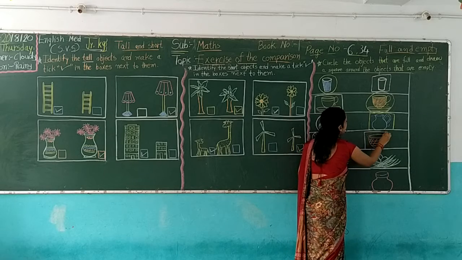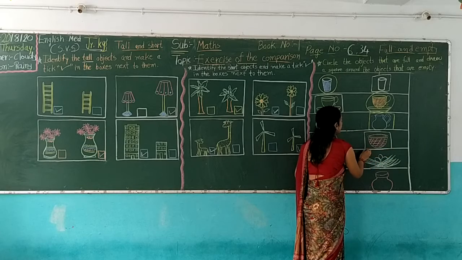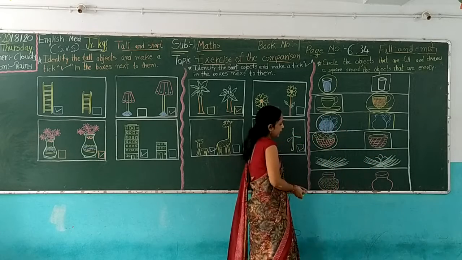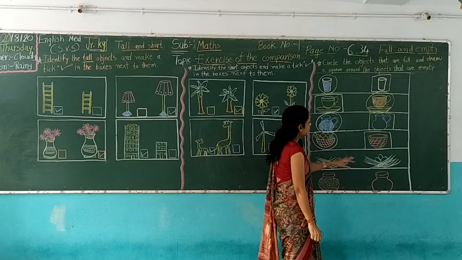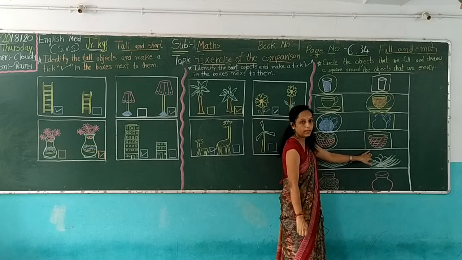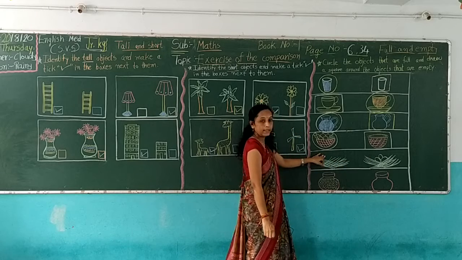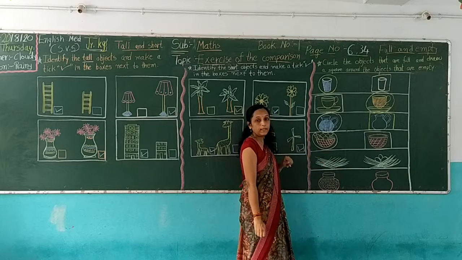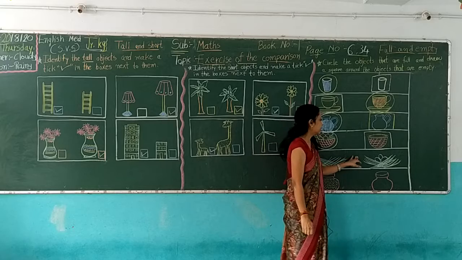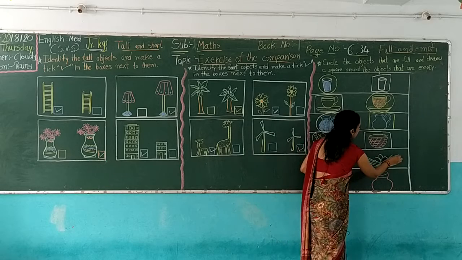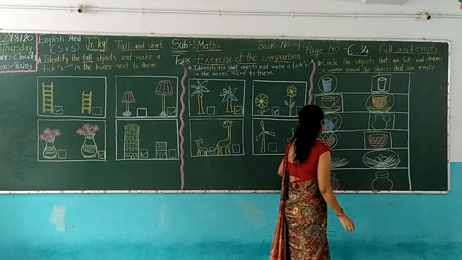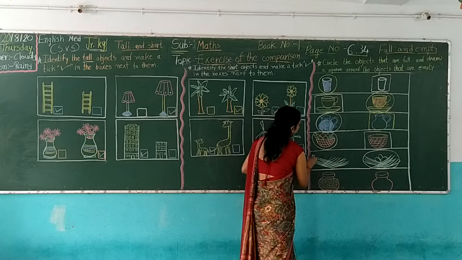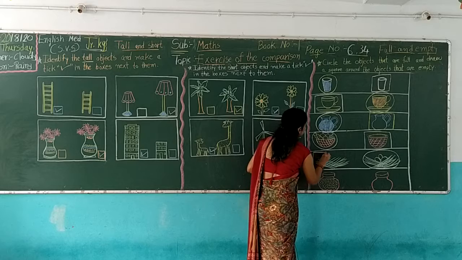This basket is empty. So student, next here I drawn 2 nests. One is full, इसमें eggs हैं. Look here. And this nest is empty, इसमें कुछ भी नहीं है. So this nest is full. So circle the full nest and square the empty nest.